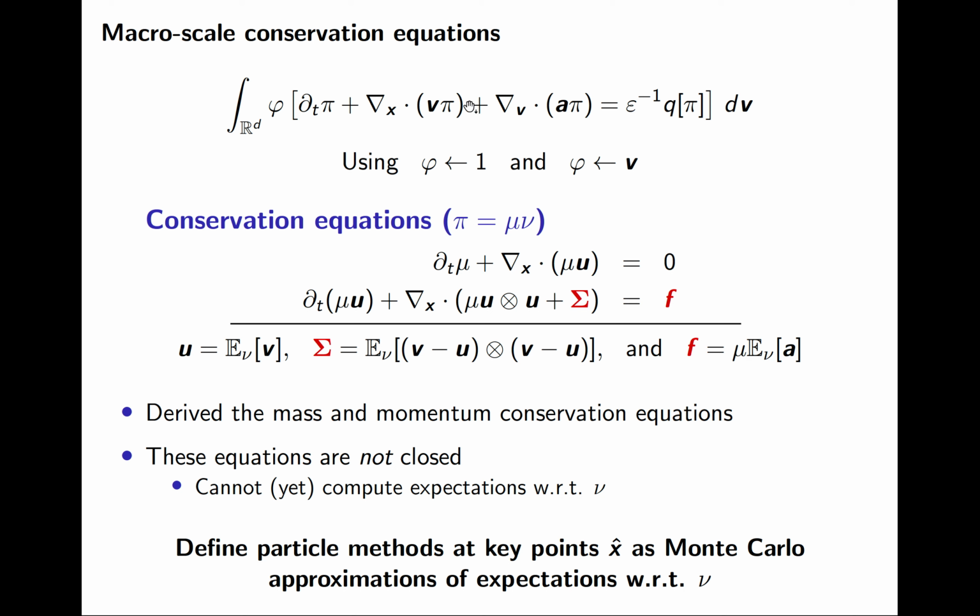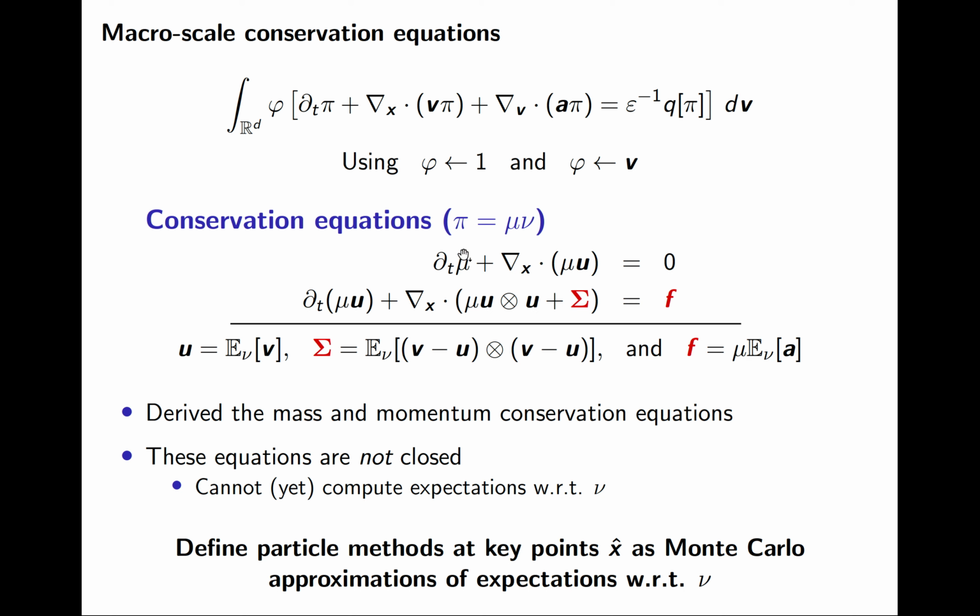Given these choices for phi, plugging them into this integral and doing a bunch of algebra under some very mild assumptions, things like this density pi can't have any deltas, so we're assuming some relatively smooth density. Under these relatively mild assumptions, we end up at these mass and momentum conservation equations, right? And these look very familiar.